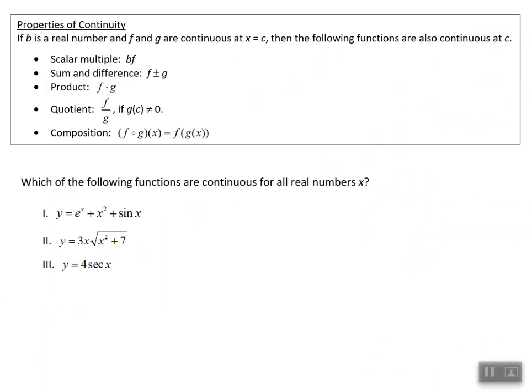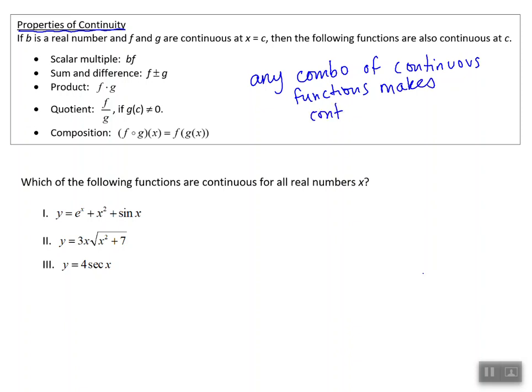Finally, let's talk about the properties of continuity. Basically, any combination of continuous functions makes continuous functions. Let's make that shortcut note. Any combination or combo of continuous functions makes continuous functions. That's the shortcut way to think about it.